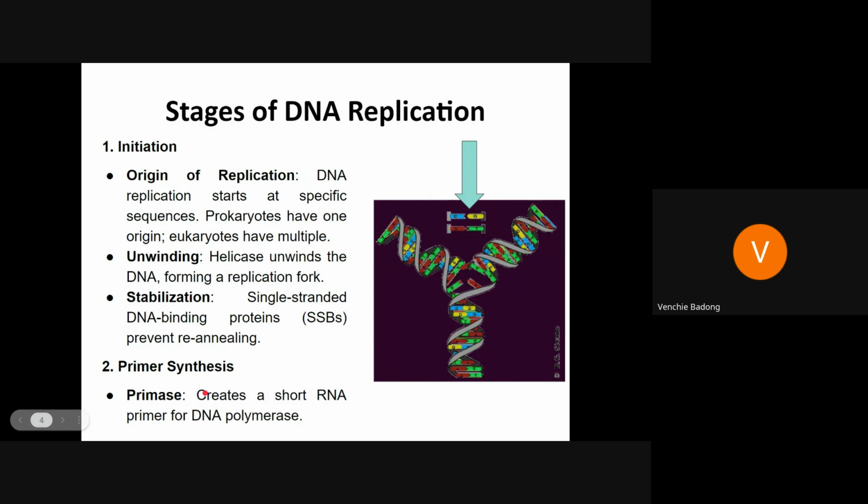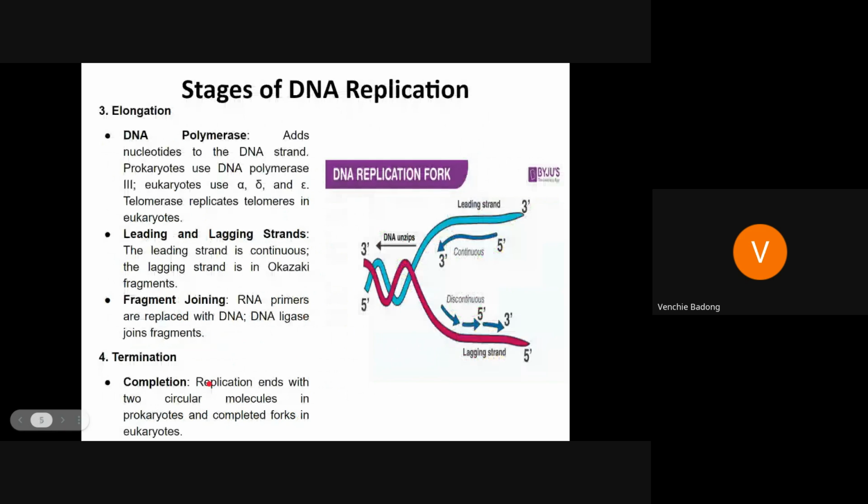Then primer synthesis is also a requirement. It creates a short RNA primer for DNA polymerase during the process of adding the nucleotides into that DNA sequence. That addition of nucleotides is known as the elongation process, wherein DNA polymerase is a requirement. For prokaryotes, we use DNA polymerase 3, but in eukaryotes, we use the alpha, delta, and epsilon DNA polymerases.